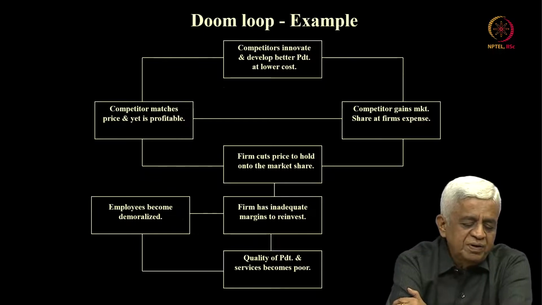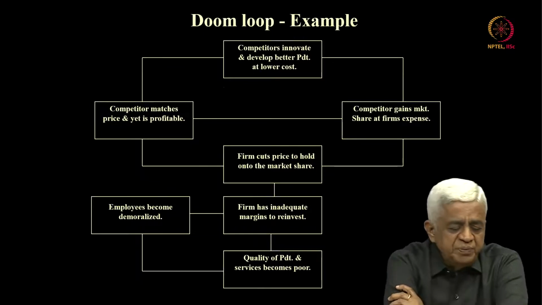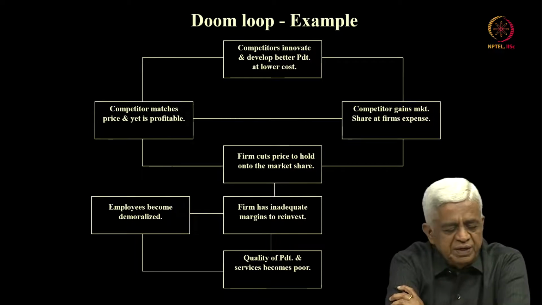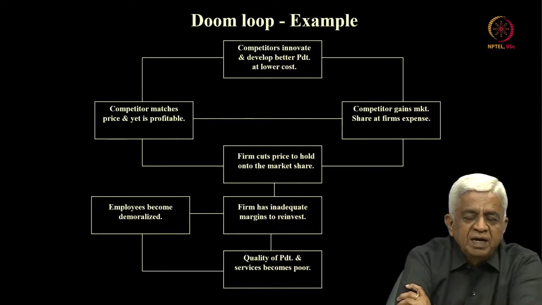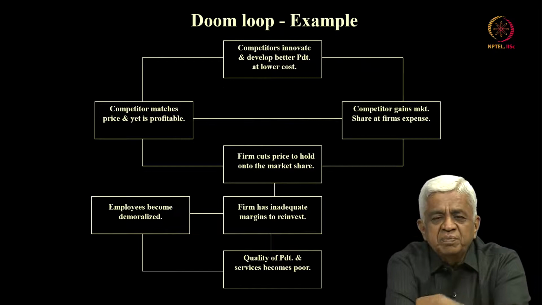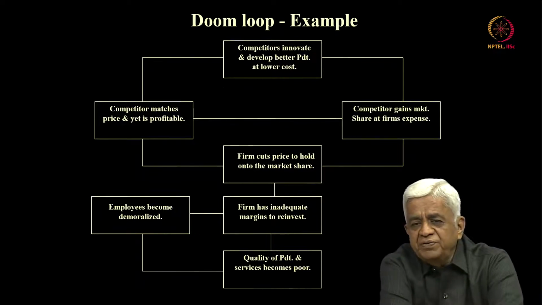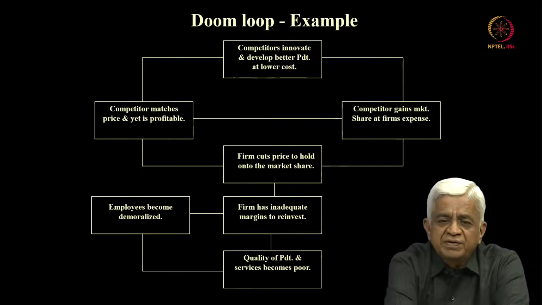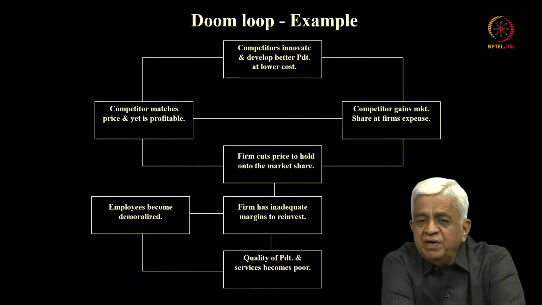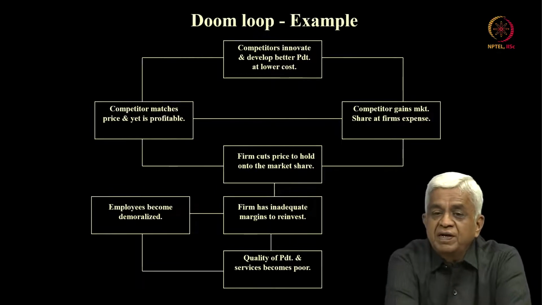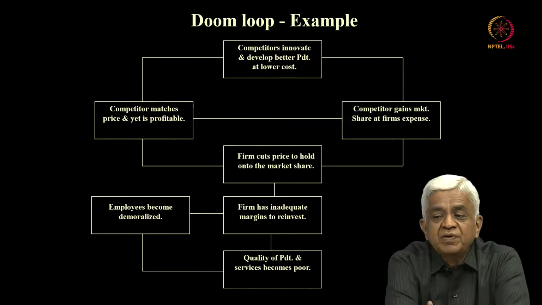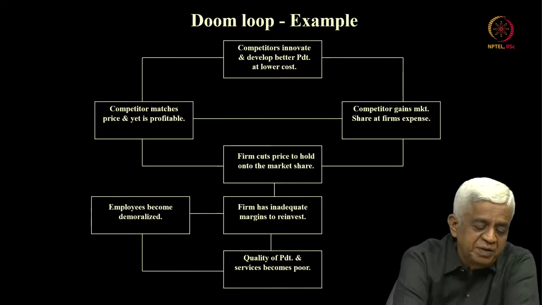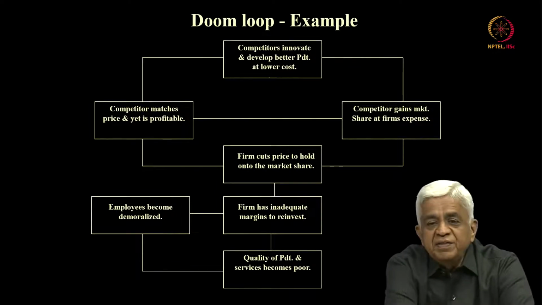Now, what does the competitor do? The competitor matches the company's price, that is, if you reduced it by say x, he may reduce it by x or even x minus delta x. So, that might be lower than the company's price and yet be profitable.